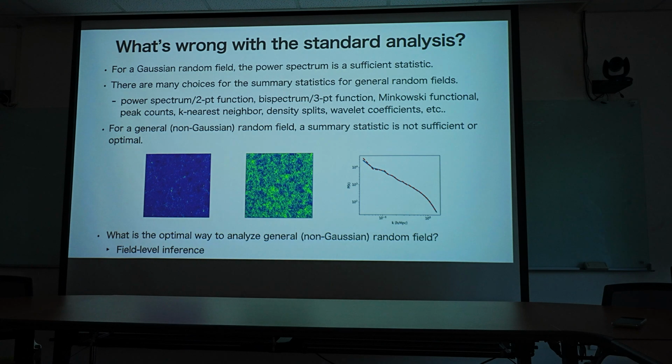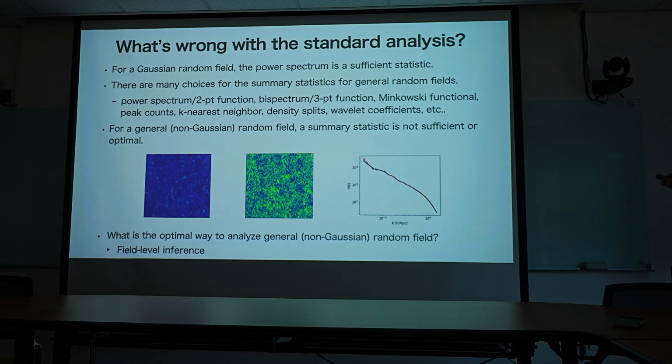Actually, this paradigm, the standard practice in cosmology, has been successful in the last 10 or 20 years. But there are some issues. As I said, you can choose whatever you want for the summary statistics to analyze the data. One important fact in cosmology is that the initial fluctuation follows a Gaussian random field, if you believe the standard inflationary model. For a random Gaussian field, it is well known in statistics that the compression into the power spectrum is optimal, or in other words, the power spectrum is a sufficient statistic. So you do not lose any information if you compress the data into the power spectrum.